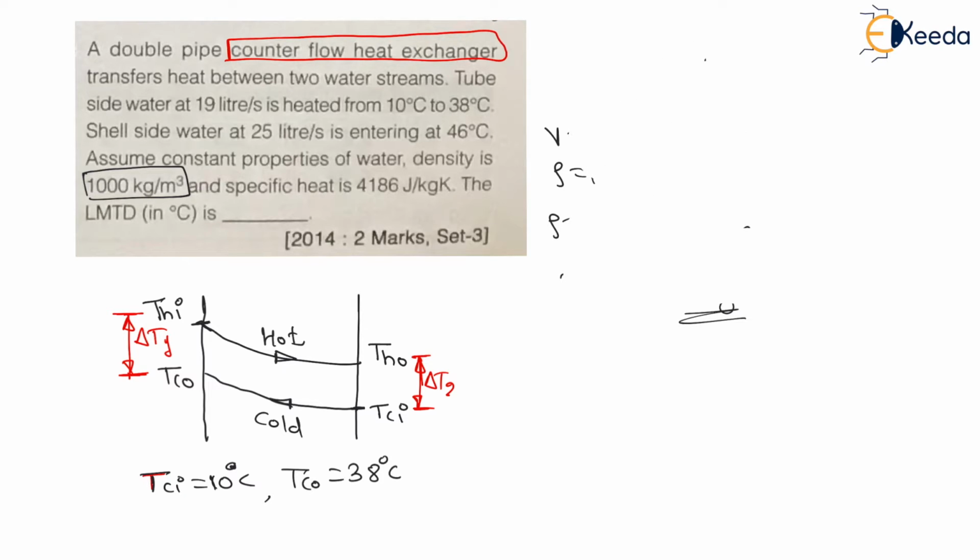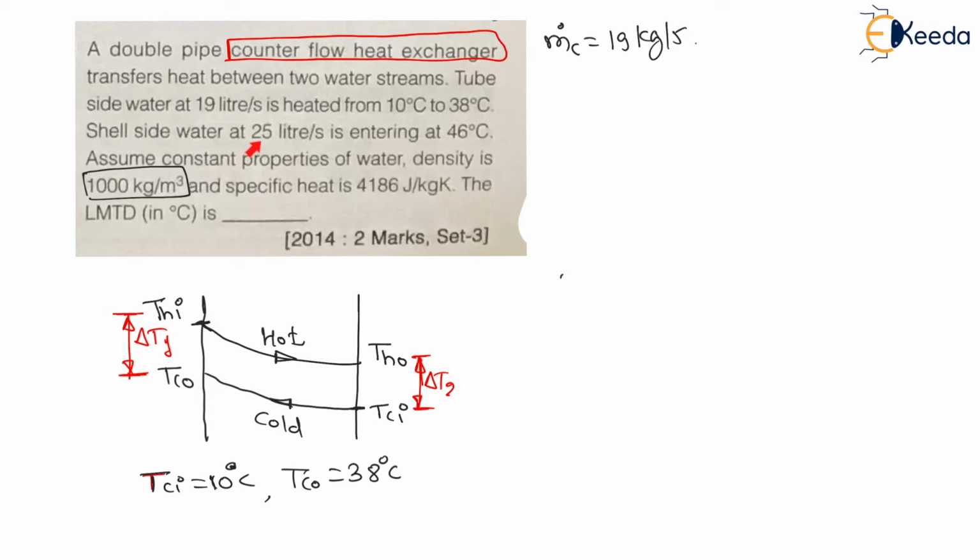So my dear students, here the mass flow rate of cold fluid is given, so let us write down here. Therefore we will say the mass flow rate of cold fluid is 19 liter per second, which is nothing but 19 kg per second if density is 1000, right? Again, it is heated from 10 degrees Celsius to 38 degrees Celsius. Therefore inlet temperature of cold and exit temperature of cold is given.